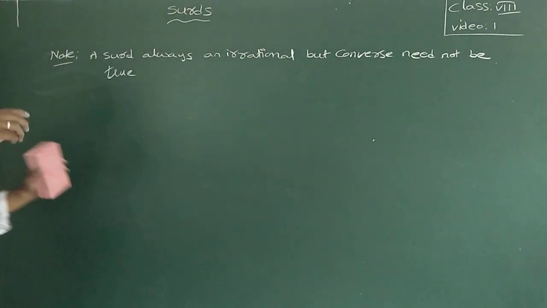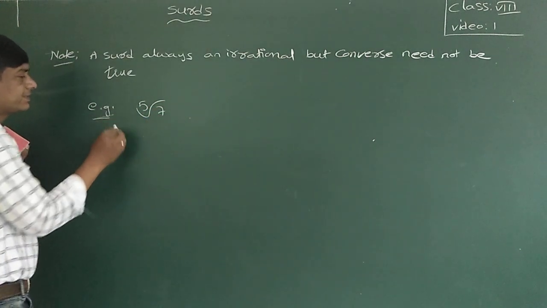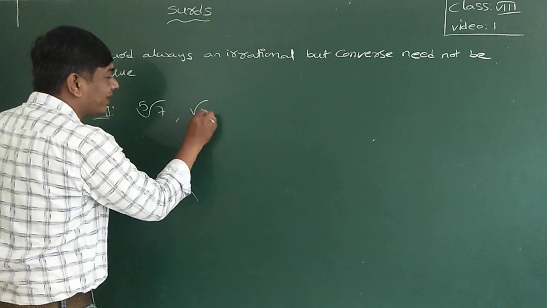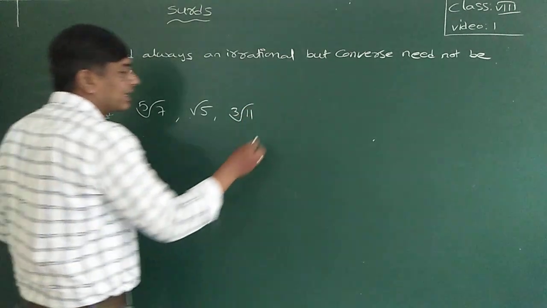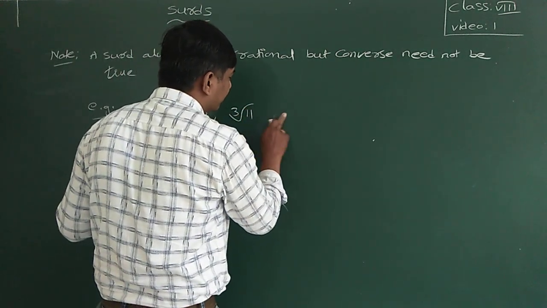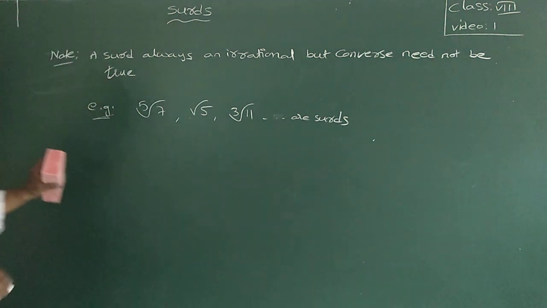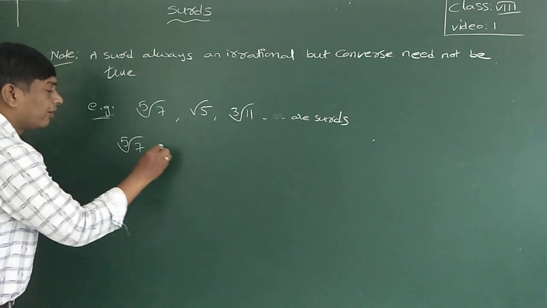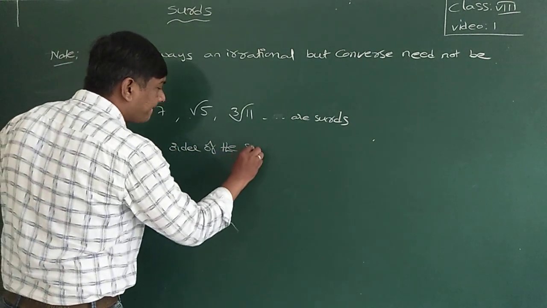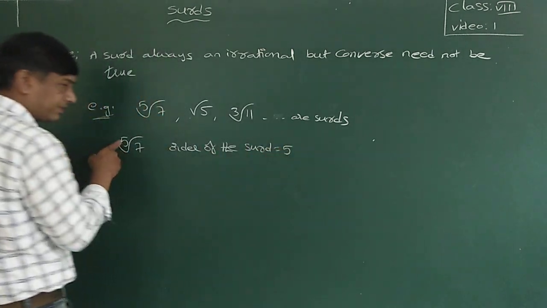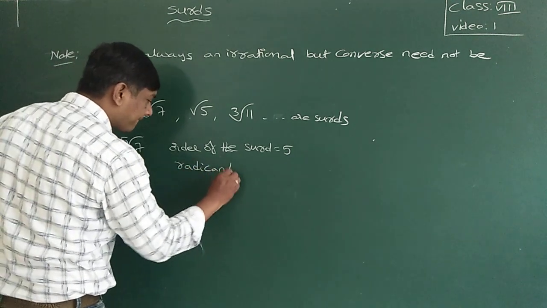See here, examples: fifth root of 7, square root of 5, cube root of 11. These are all surds only. In the fifth root of 7, what is the order of the surd? The order of the surd is 5, and the radicand is 7.